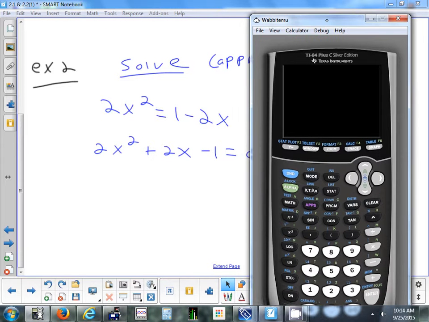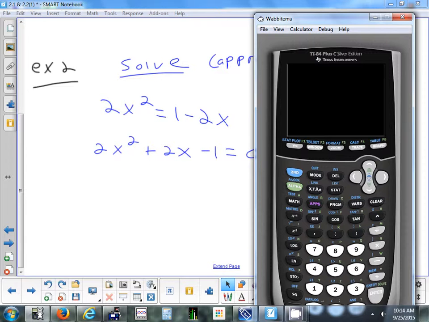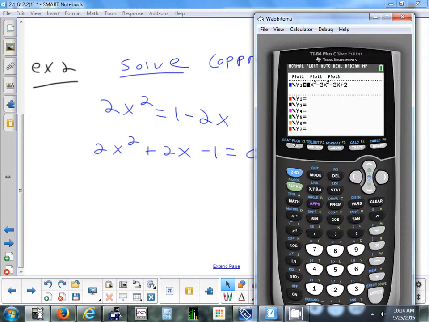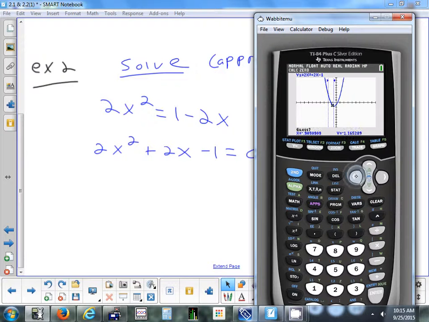So on my calculator, I'm going to type in 2x squared plus 2x minus 1. Do zoom 6. We'll see how that window looks. And it looks like it does cross in 2 spots. So we'll do second calc 0. Pick a point to the left, pick a point to the right, do your guess, and we get about negative 1.366.